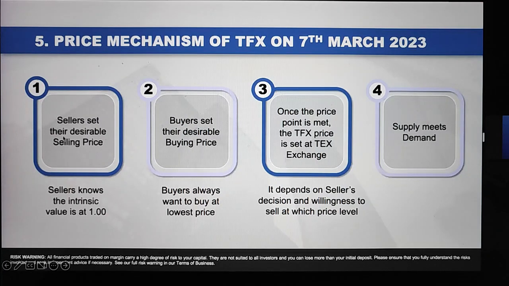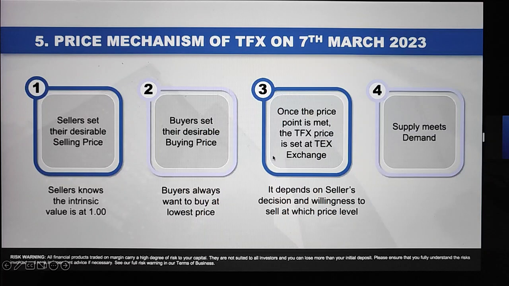Okay, I want you to understand this part, this slide. If you ask me which slide within the whole webinar is most important, I'm telling you this is the most important slide, so that you can explain it to your team. Usually the sellers set their desirable selling price. Sellers know that the intrinsic value of TFX is at 1, so if they want to sell, they list the selling price at 1. And the buyers, of course, set their desirable buying price. Buyers always want to buy at the lowest price.